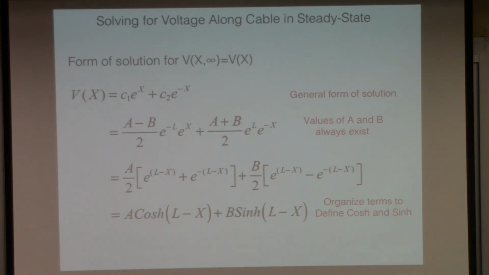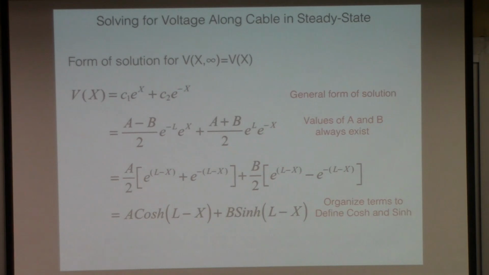L is the electrotonic length of the cable. I guess I haven't defined that term. I just used it without defining it, right? I said electrotonic length. So the physical length of the cable divided by the space constant is the electrotonic length of the cable. And that's what we're calling capital L here, right? All right, so that's a given.